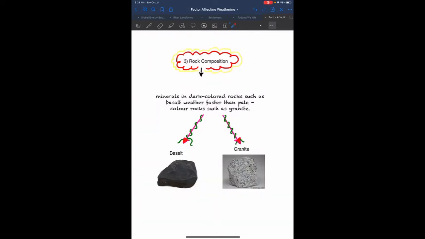Okay, the third factor will be rock composition. So this is between minerals of darker color rocks and also light color or pale color rocks. The minerals in dark color rocks such as basalt weather faster compared to granite. This is because they are poor conductors and heat up more compared to the light color rocks.